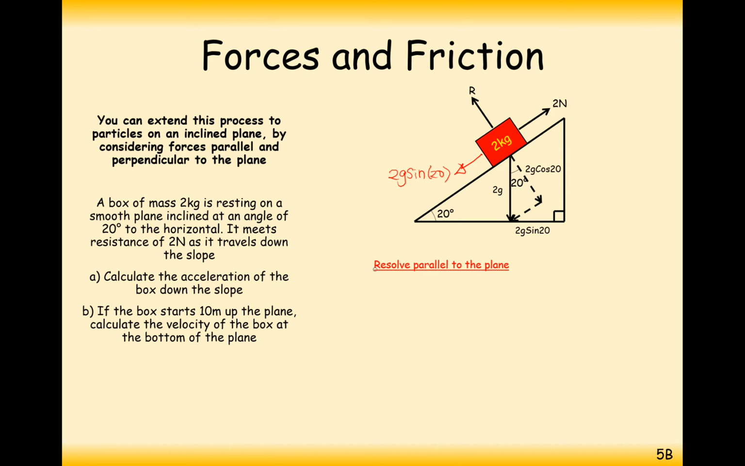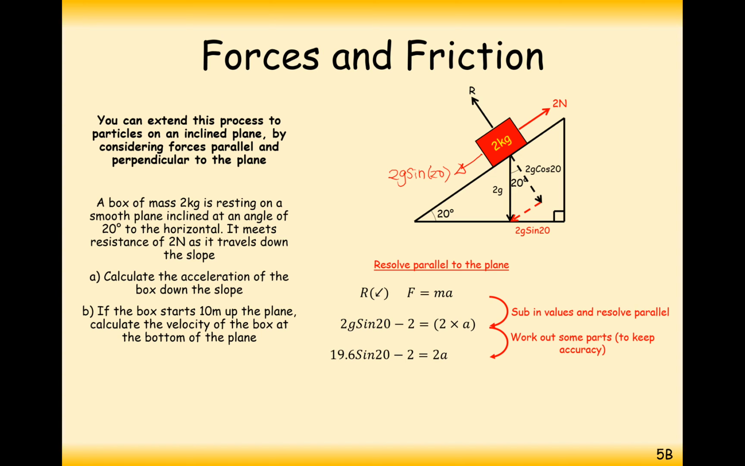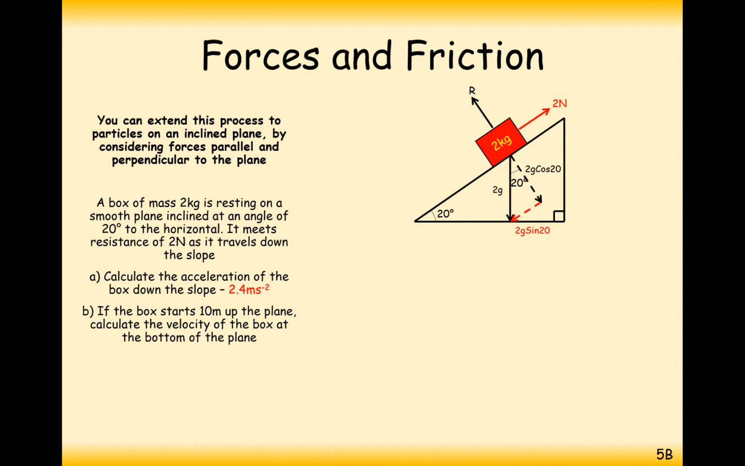So, resolving the forces down the slope, the way that we notate that is with a capital R, and then in brackets an arrow pointing down the slope. Substituting the forces into F equals ma, we're going to see that 2g sin 20, that's the force down the slope, take away 2, because this 2 force here is acting up the slope in the opposite direction to the other force, equals mass times acceleration, that's equal to 2 times a. Then calculate the answer, divide through by 2, and we get an acceleration of 2.4 meters per second squared.